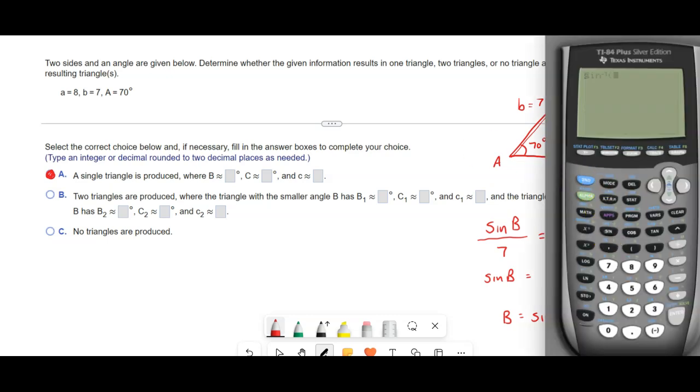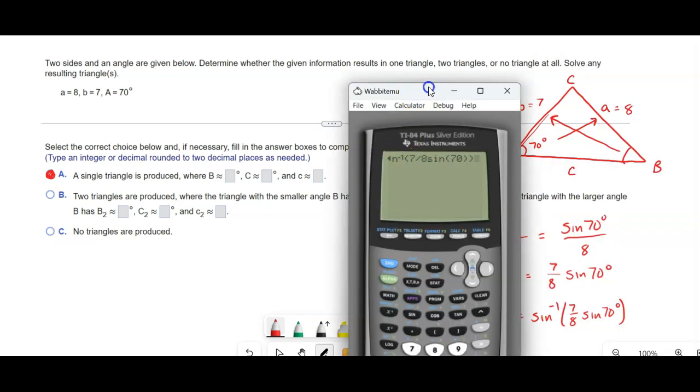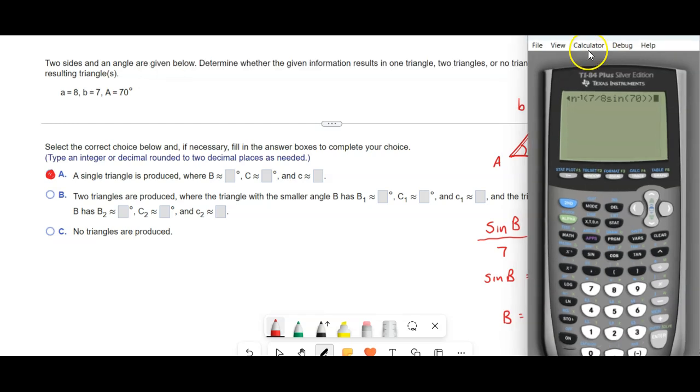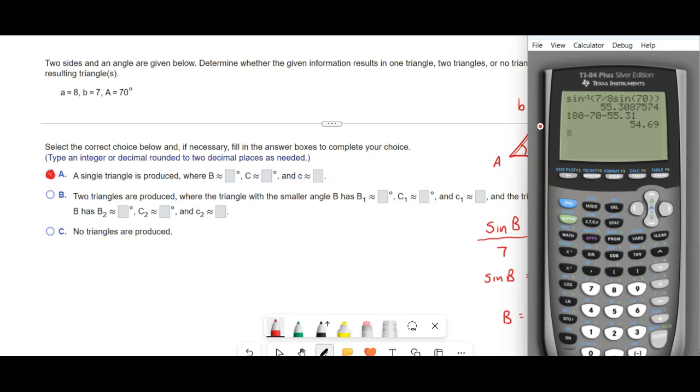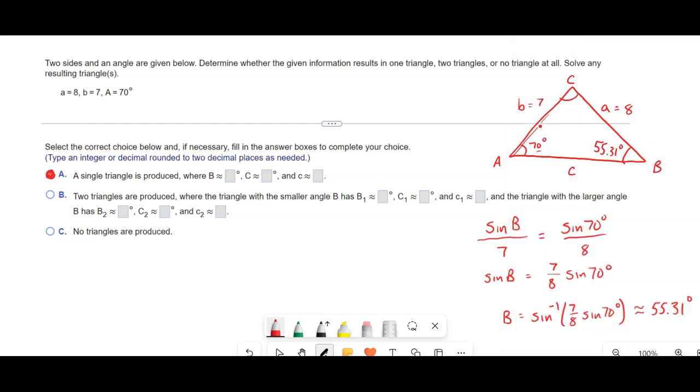Second sine is inverse sine, of 7/8 sine of 70. Again, you want to make sure you are in degree mode when you're doing degrees like this. So there's 55.31 degrees. Everything says 2 decimal places, so 55.31. All right, now I know 70 and 55.31, I can use the 180 rule to get C. So it's approximately 54.69 degrees.